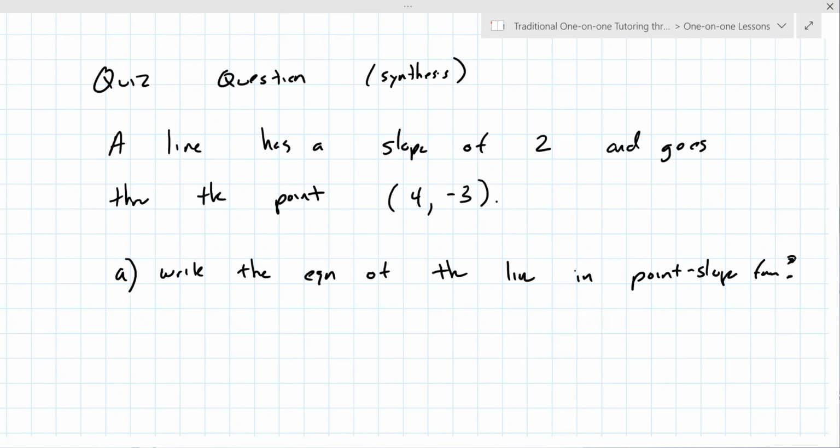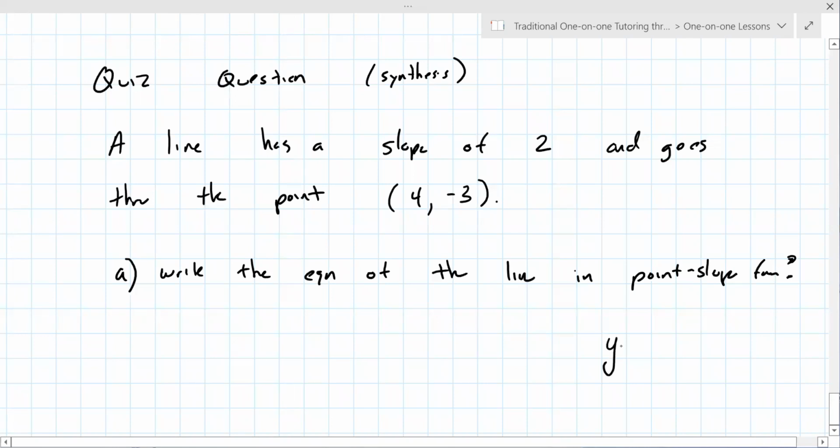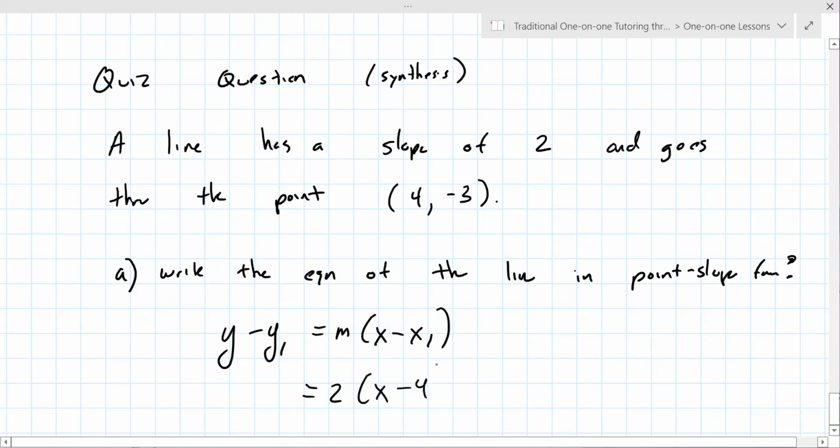The answer I got was y equals 2 parentheses x plus 7 parentheses. Okay, so that's why I was asking you about the point slope form. This is what you need to start with. And the slope is 2. What is x1? 4. So you write x minus 4.